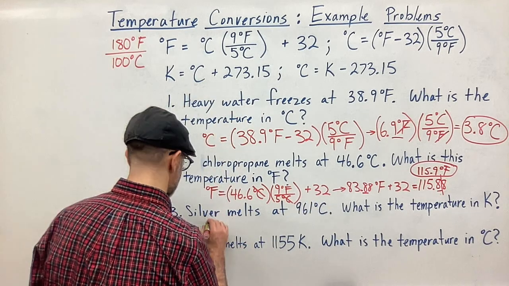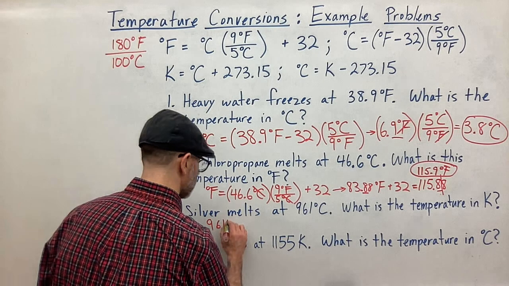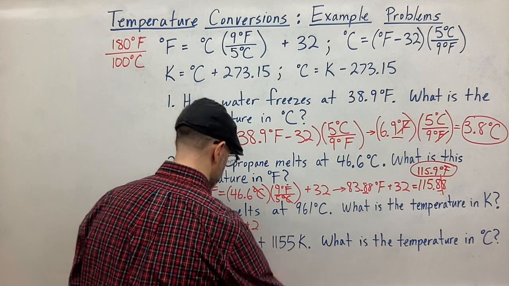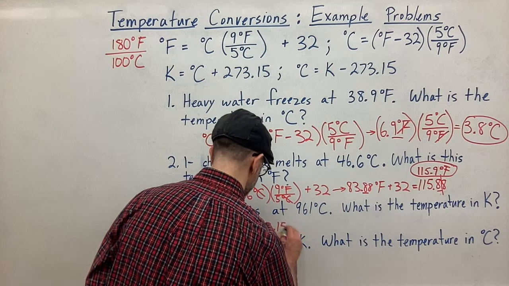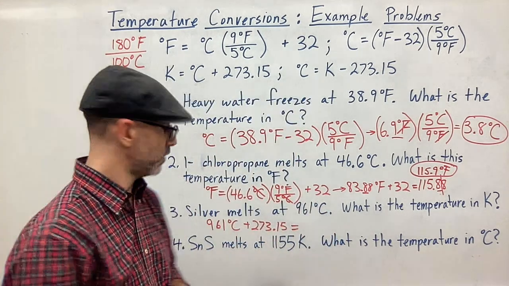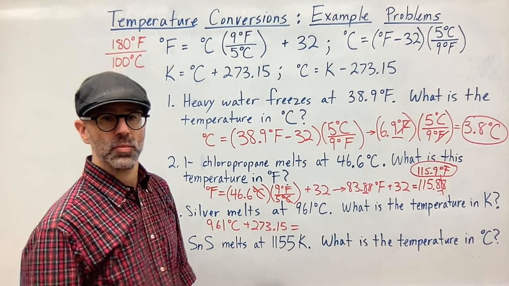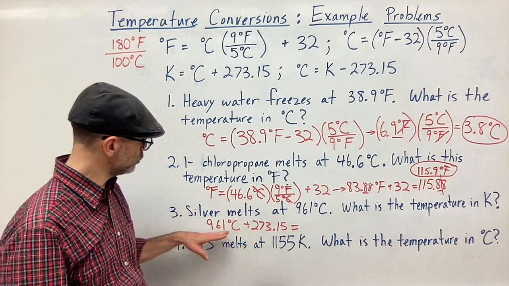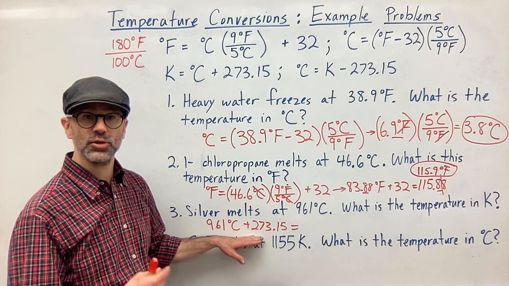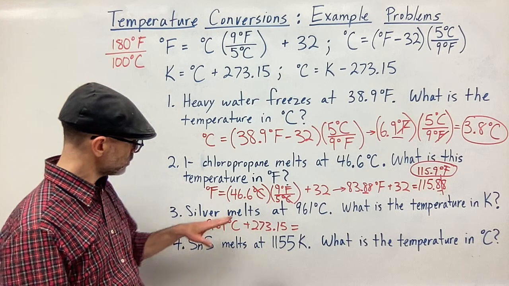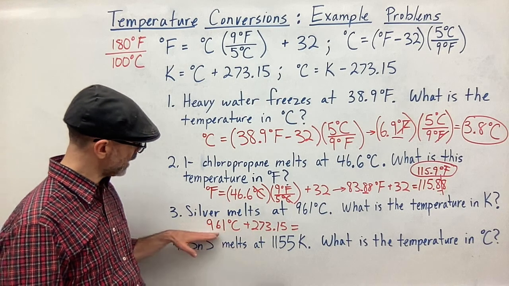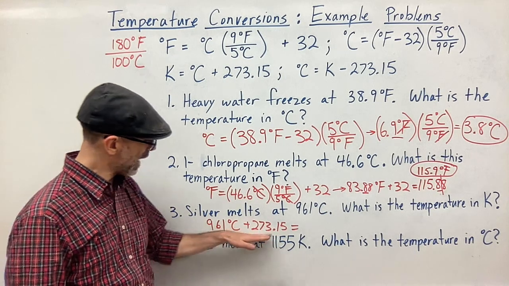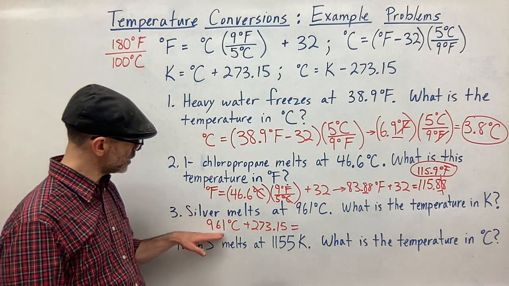So our degrees Celsius is 961 degrees Celsius, and we're going to add 273.15, and that's going to give us our answer. So again, we want to pay attention to what we're doing here. We're adding. So again, the rule is going to be the number of decimal places. Here is my inexact number, and here's my measured number. I have 273.15. I'm going to add that to 961 degrees Celsius.